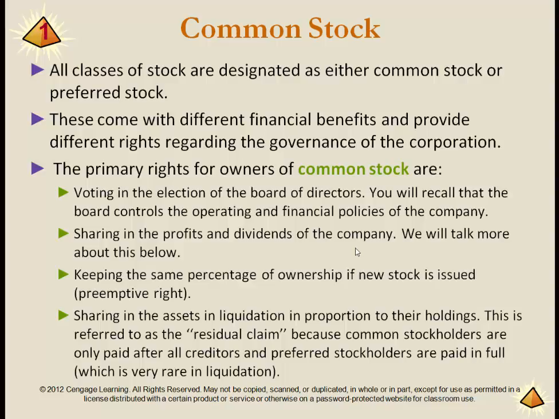So let's go back to our last example that we just touched on. Remember, we had 200,000 shares outstanding, and then they went out and issued another 50,000 shares. Well, if you had 25% of those 200,000 shares, which would be about 50,000 shares, and the company issued another 50,000 shares, the preemptive right would say that you can get another 12,500. They have to give you the right of refusal to buy another 12,500 shares.